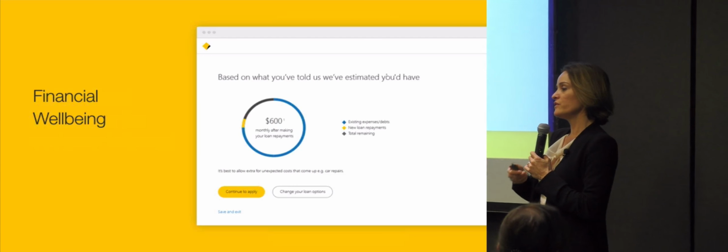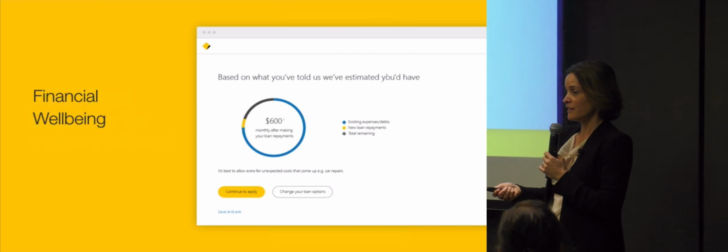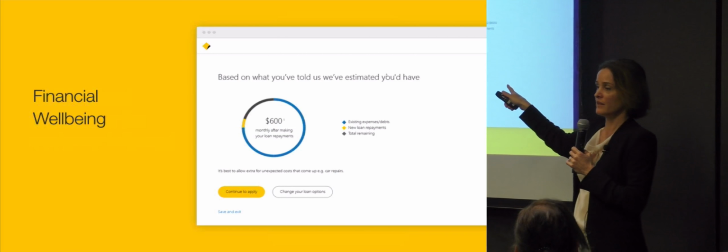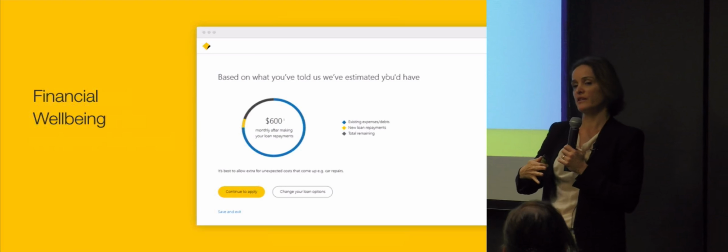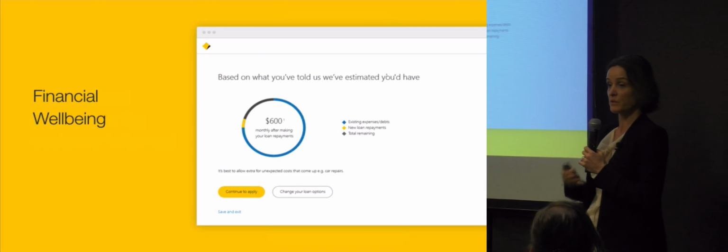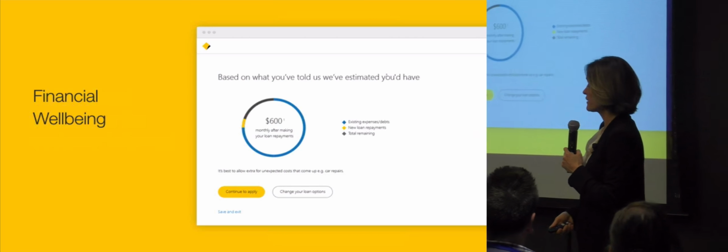And then at the end of it, you play that back to them and say, okay, based on what you told us, it looks like you're going to have $600 left at the end of the month. So it's a way to slow them down again and ask, are you okay with that? Are you comfortable with that? We can make that call for them, but we can stop them and make them think.